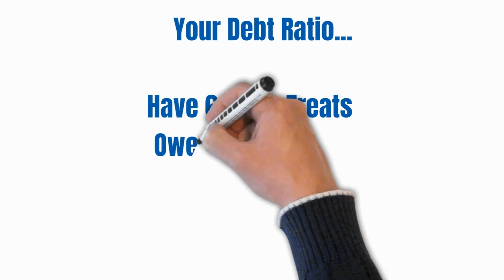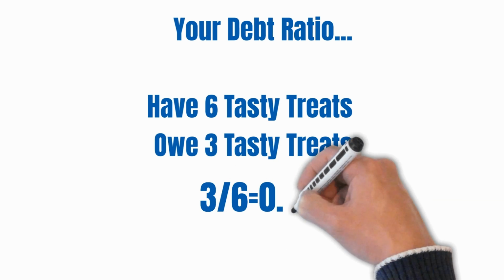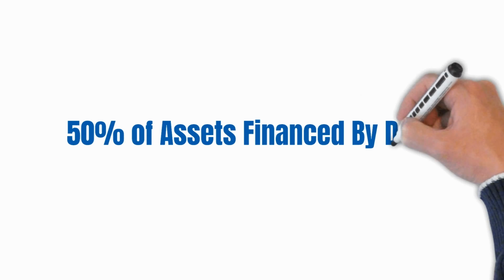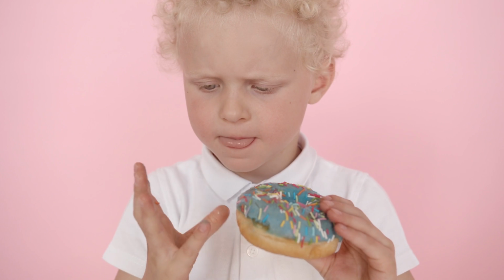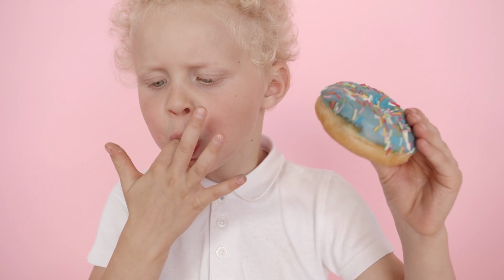Let's take a look at your debt ratio. You have 6 tasty treats. You owe 3 tasty treats to lenders. 3 divided by 6 is 0.5. 50% of your assets are financed by debt. Not bad.